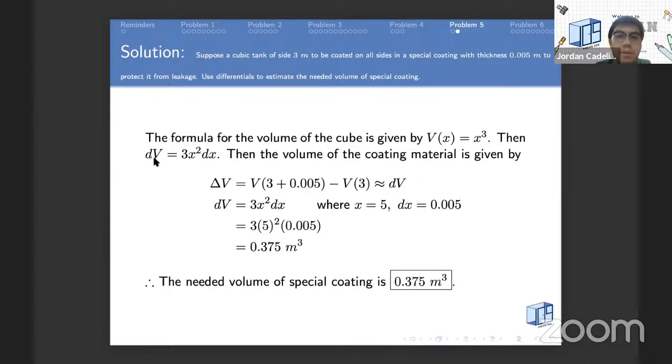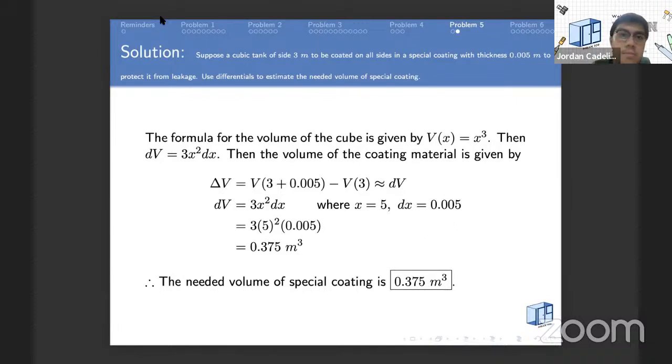So then the volume of the coating material is given by, dV natin is approximately equal to ang ating delta V, which is equal to V of 5.005 minus V of 5. So ang dV natin is actually itong 3x squared dx. Then, difference naman natin is, yung dx natin is 0.005.